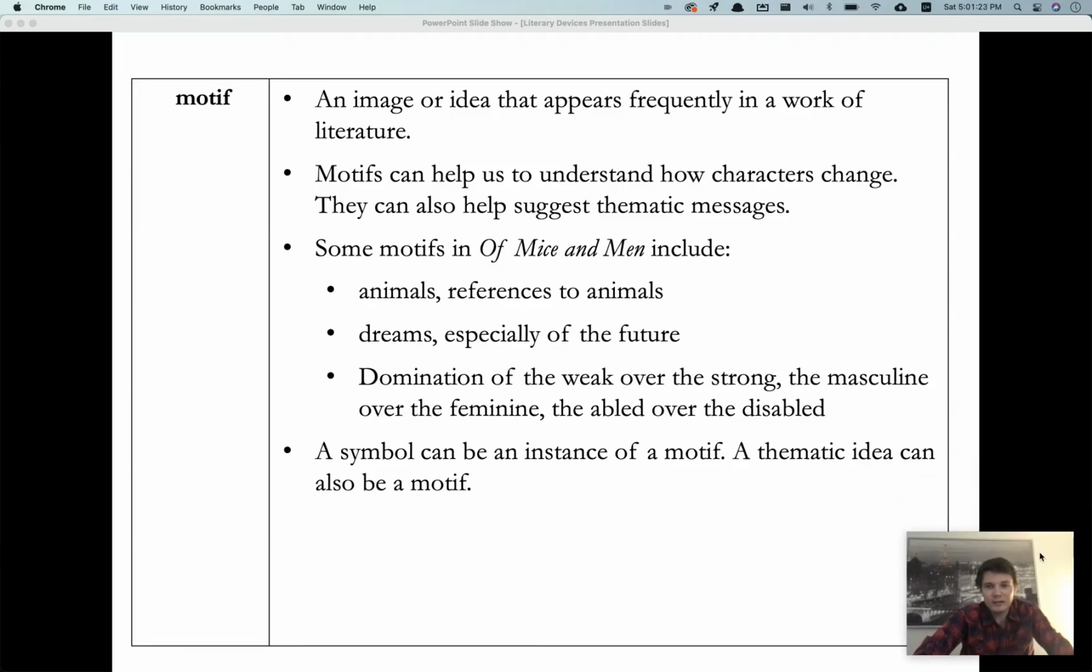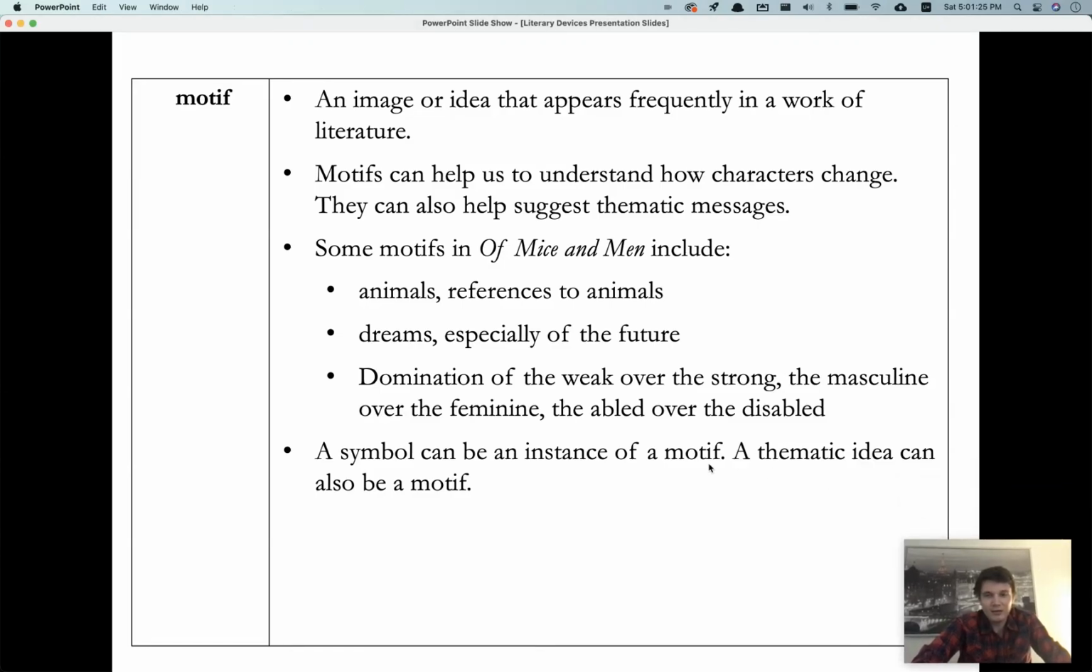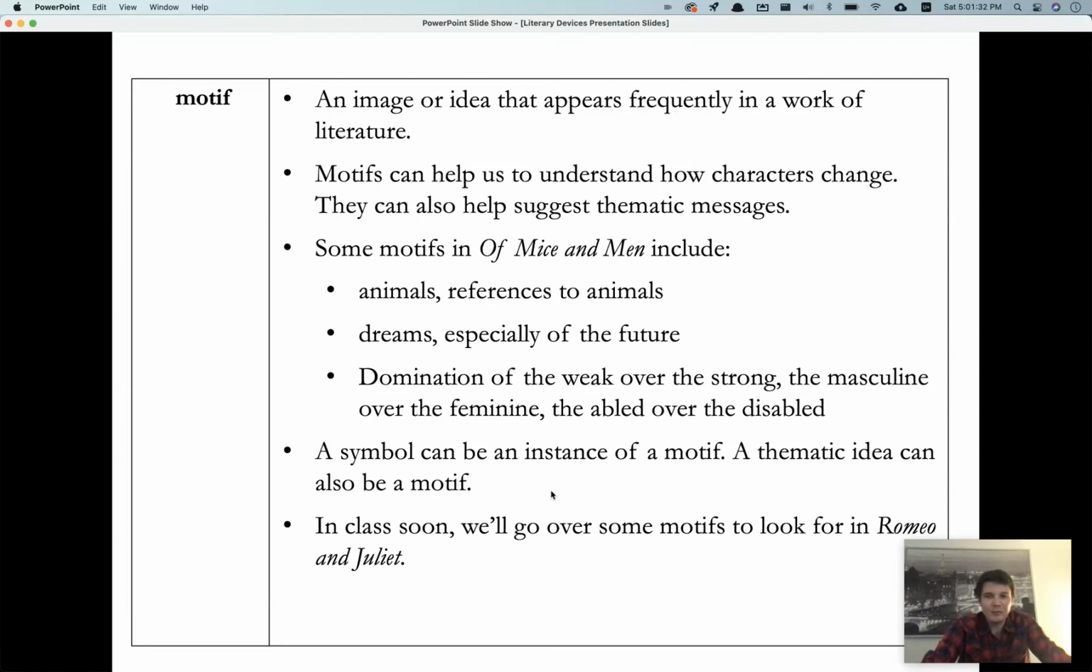So the idea that strong is greater than weak. That's a thematic idea, but that showed up so many times in the novel that it's definitely a motif.